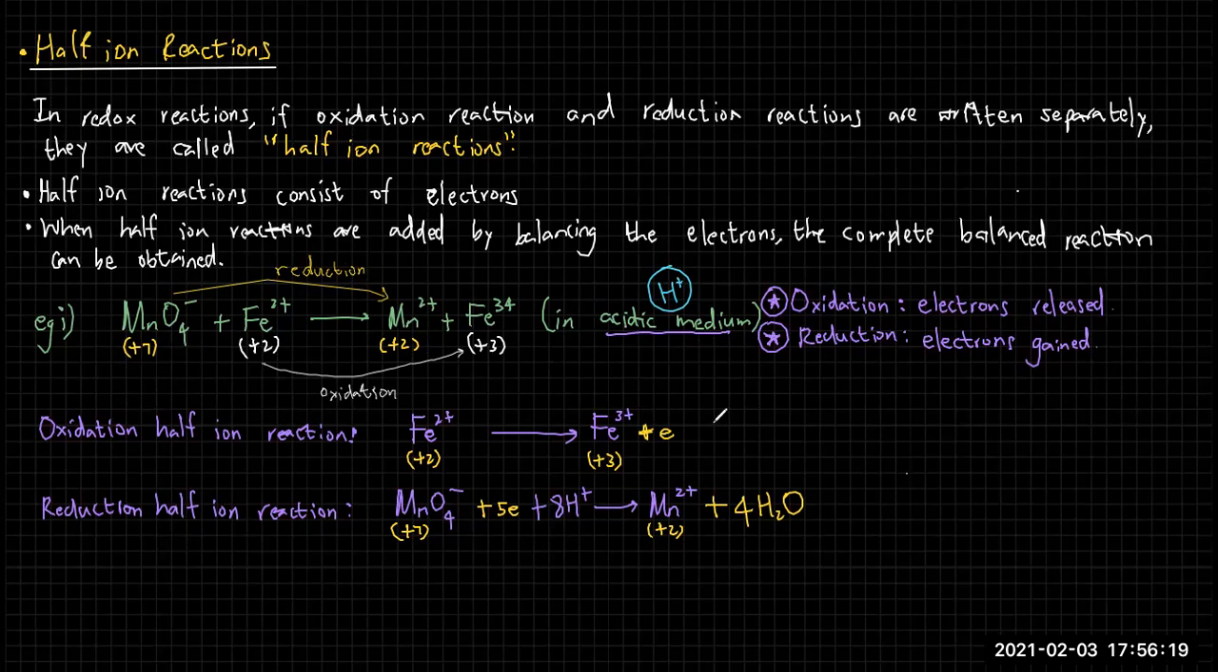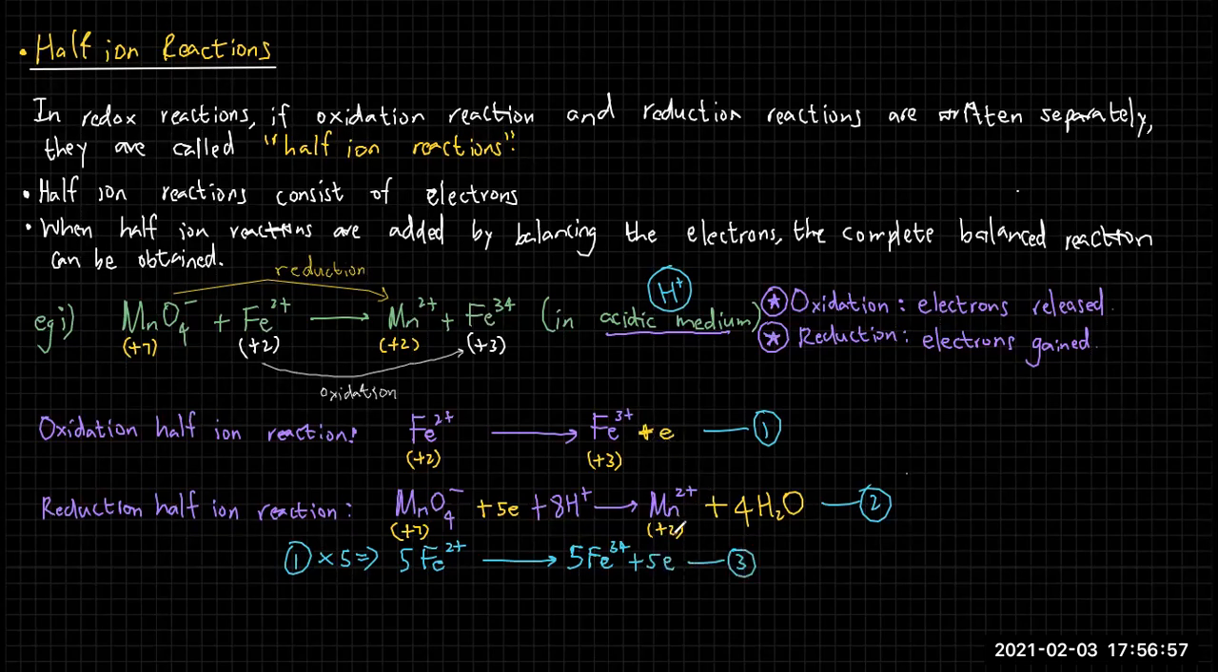So if you take this as equation 1, and this as equation 2, you can multiply the first equation by 5. Why am I doing that? That way you can balance the number of electrons in both the equations. So it should be 5 Fe2 plus. I'm multiplying the first equation by 5, and that will give us 5 Fe3 plus and 5 electrons. Let's take it as a third equation.